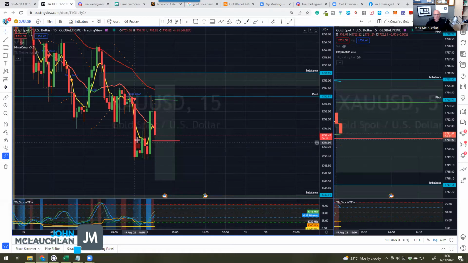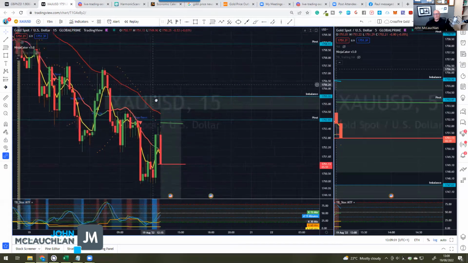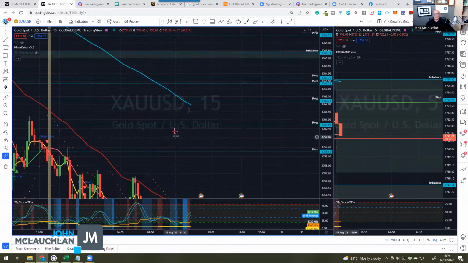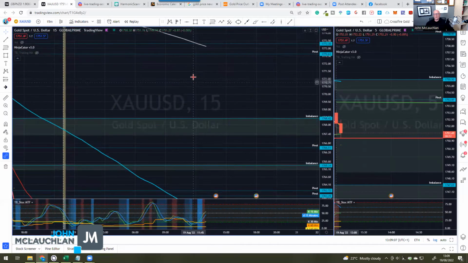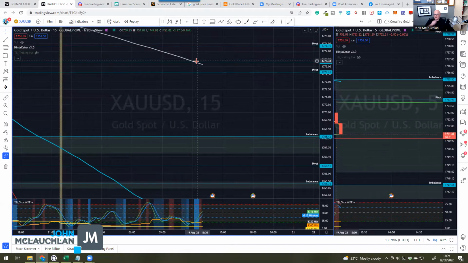But in essence, what I've got is the yellow is the 5 MA, a 13, which is part of the Ninjacator one that changes color. Then we've got the 50, which is the red one up here. Then going a bit further up, we've got the 200, which is this blue one. And then right at the very top is the 800, the 800 moving average.